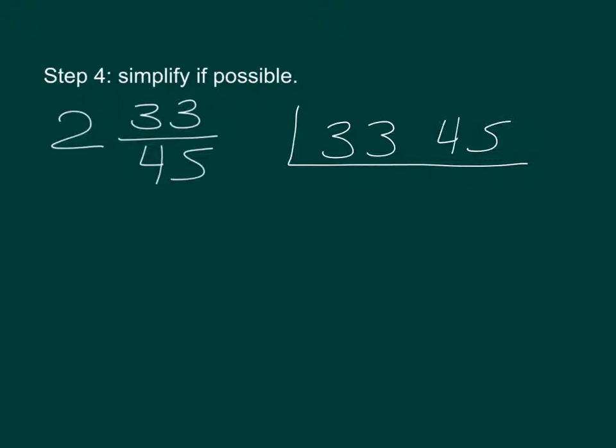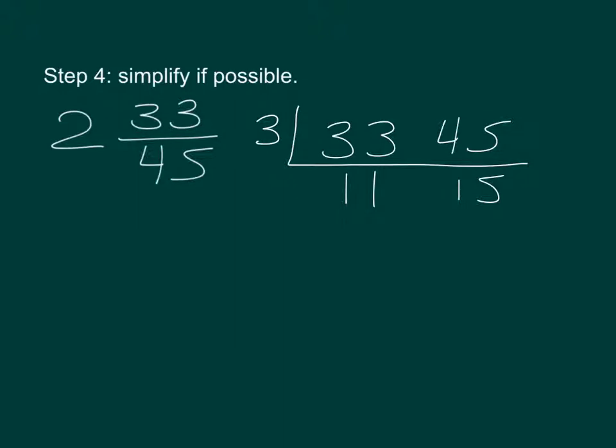Let's see, what can go into both 33 and 45? Well, I know that 3 can go into 33, and how about 45? Well, if you recall, the divisibility rule of 3 is what you do is you add the two digits. So 4 plus 5 equals 9. And the divisibility rule says if 3 can divide into 9, then 3 can divide into 45. So I know that 3 can go into both of these. So 3 goes into 33 11 times, and 3 goes into 45 15 times.